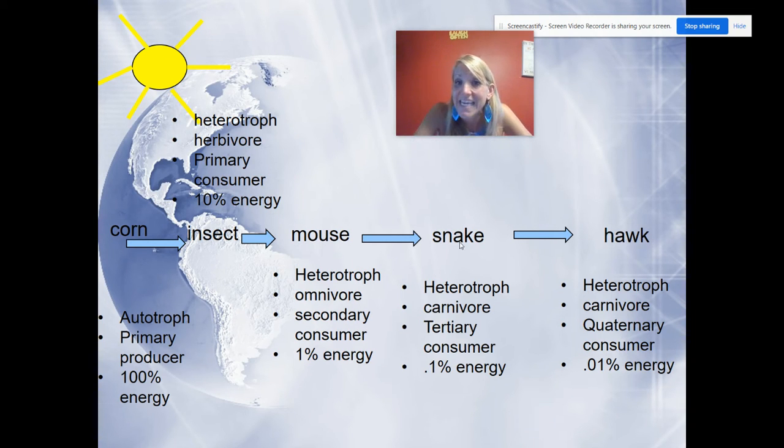Now we have a snake. The snake ate the mouse, right? Heterotroph, right? Because it's an animal. It's a carnivore. So this snake is only going to eat animals. The tertiary, that means 3.